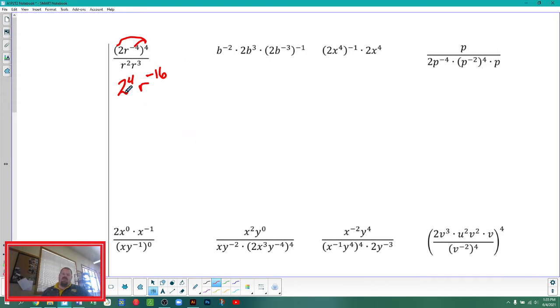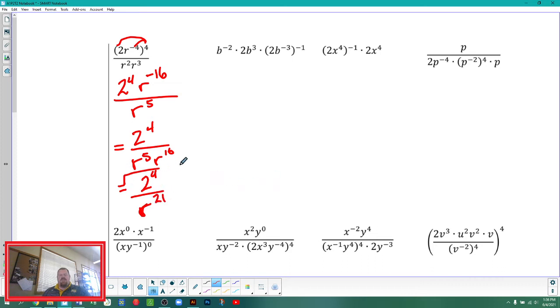And then on the bottom, I have r to the 5th. 2 plus 3 is 5. I'm going to drop that r to the 16th down below. 2 to the 4th, r to the 5th, r to the 16th. And then I'm going to use my product rule to add those exponents and call that r to the 21st. That's my final answer. It only has positive exponents, and we're good to go.